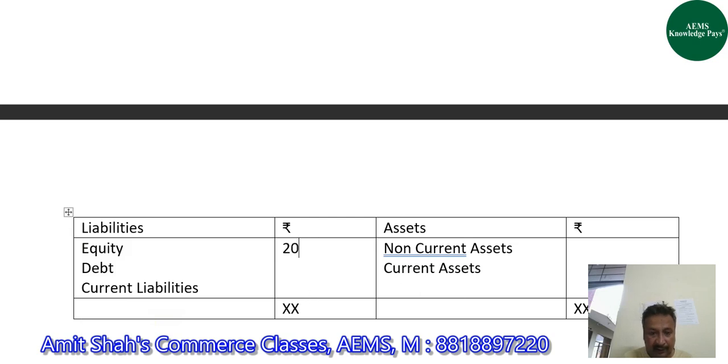Let's say it is 20, this is 30, and this is 50. Total is 100 here. And here it is 80 and 20, 100. And in this 80, we have long-term investments included in non-current assets of rupees 10.